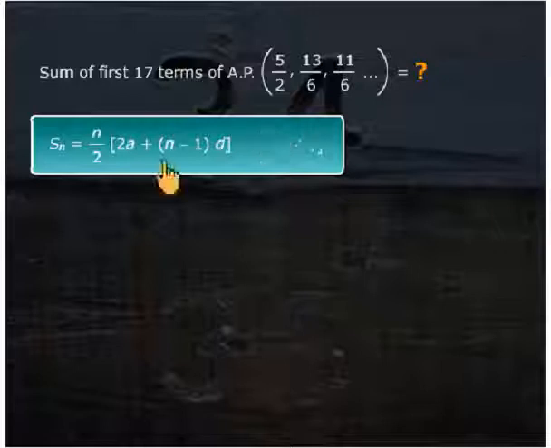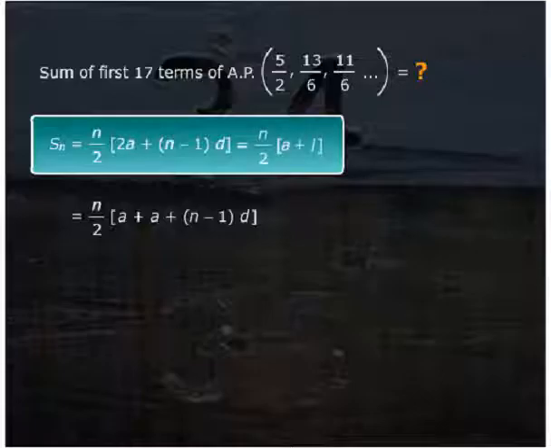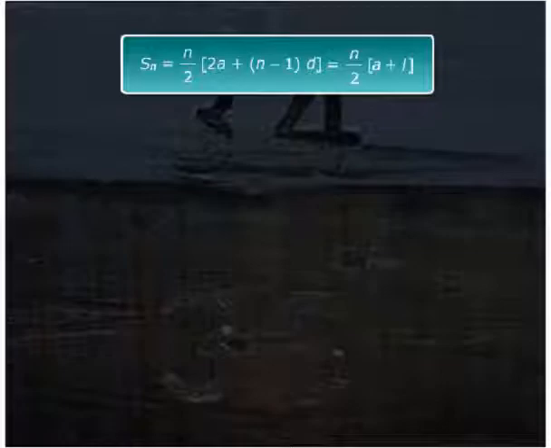Look at the first main formula. 2a plus n minus 1 into d. Can I write it as a plus n minus 1 into d? Now compare it with the other formula. A is as it is. A plus n minus 1 into d. That is the last term, if the total number of terms is n. So we have an l there. So the two formulas are actually the same. Let's get back to proving this formula.